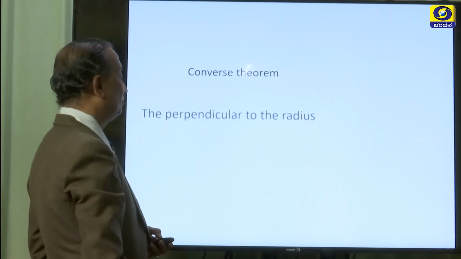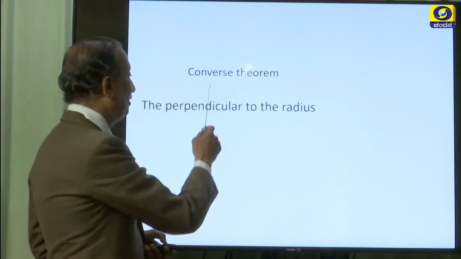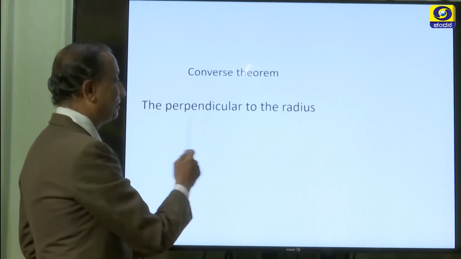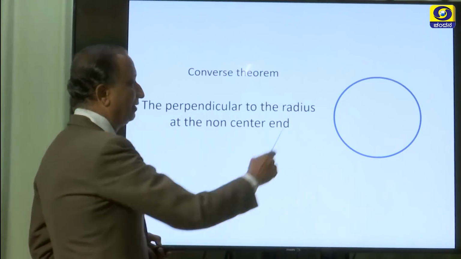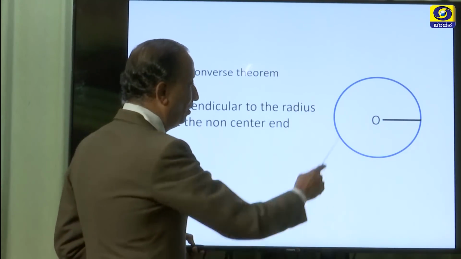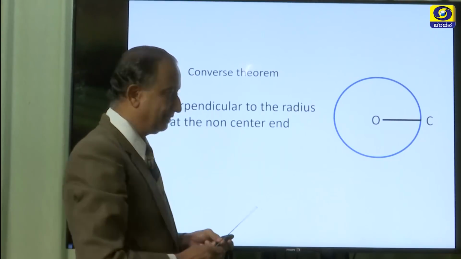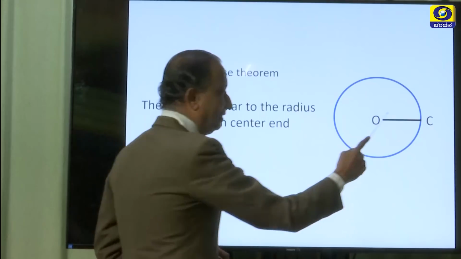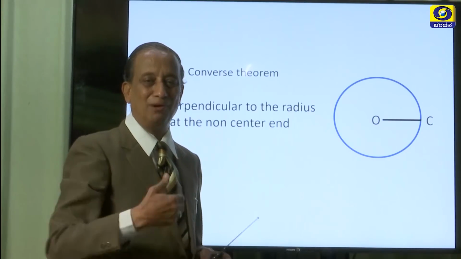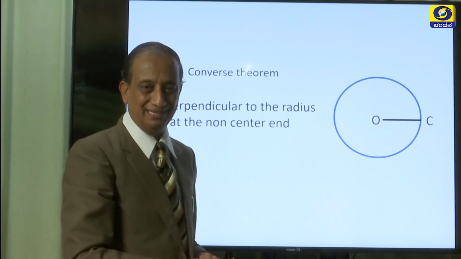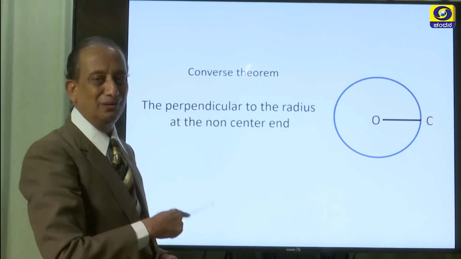Now the converse of the theorem. Whatever we have just now understood, the radius and the tangent theorem, let us try to understand the converse to that theorem. So the statement is this: the perpendicular to the radius at the non-center end. So here is a circle, here is the center O, this is the radius, and any line segment, we know, will have 2 ends. Like in a cricket match, we say the bowler is bowling from the south end, church end, in the same way this end is called the center end, this end is called the non-center end.